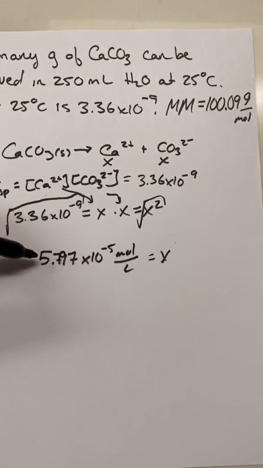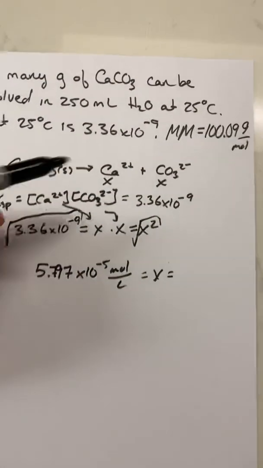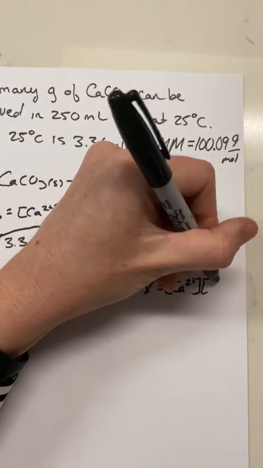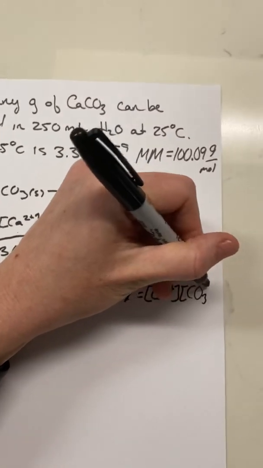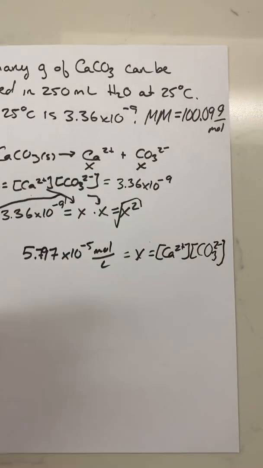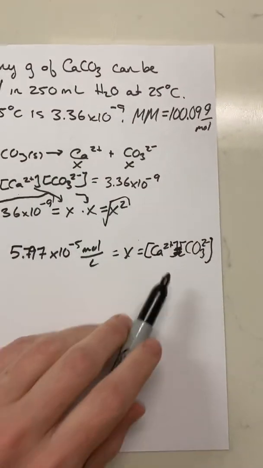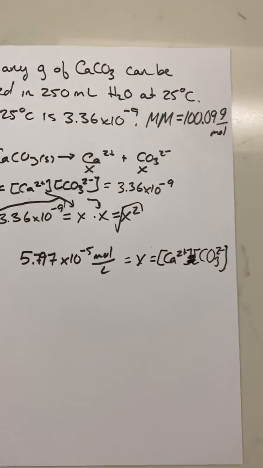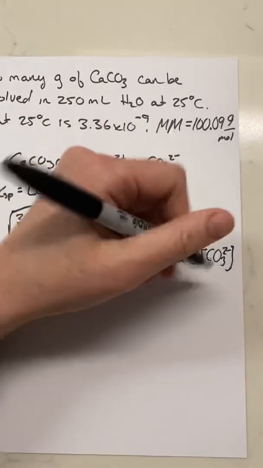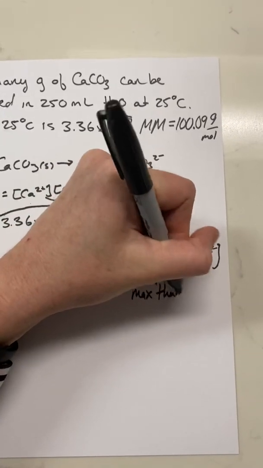So we've got this many mole per liter, and that's equal to x. Just to refresh our memories, it's also going to be equal to the calcium concentration or the carbonate concentration. So now we know the calcium concentration, we know the carbonate concentration. We can figure a lot of information out from here. But this tells us the maximum amount that will dissolve.